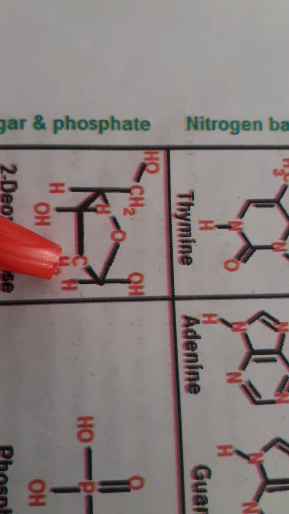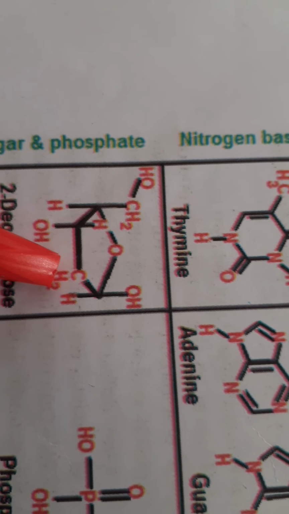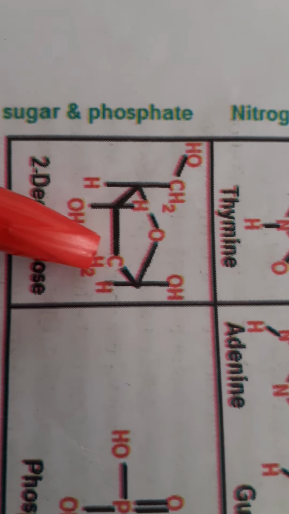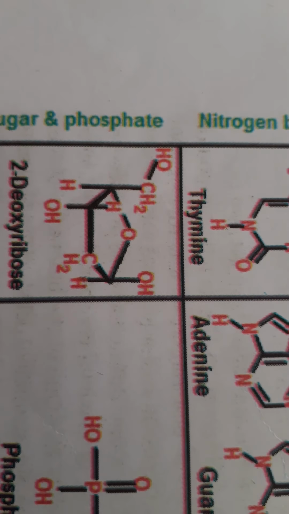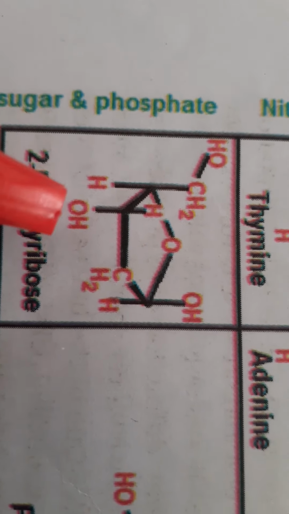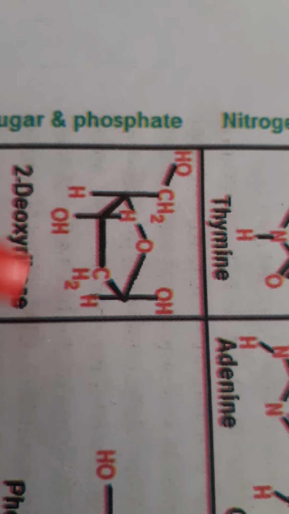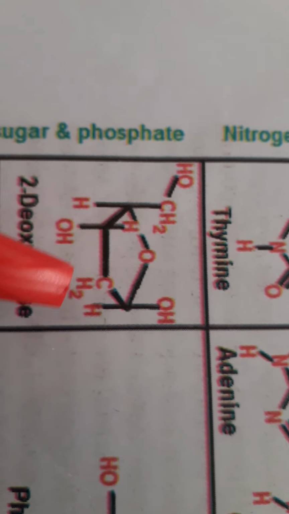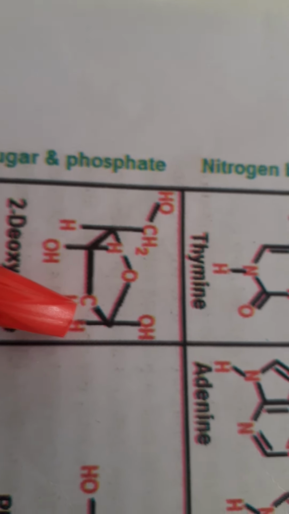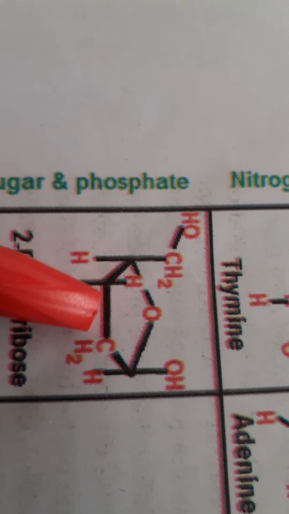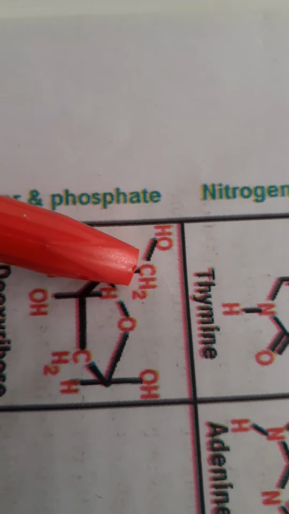Now second carbon, if you see, the second carbon is having the hydrogen in case of DNA. So there is no OH at the second position. That is the reason we are calling it as a deoxyribose. Deoxyribose, 2-deoxyribose. That means at the second carbon there is no OH. D means removal of oxygen. So OH group is not present at the second position in this ring structure of the ribose sugar.